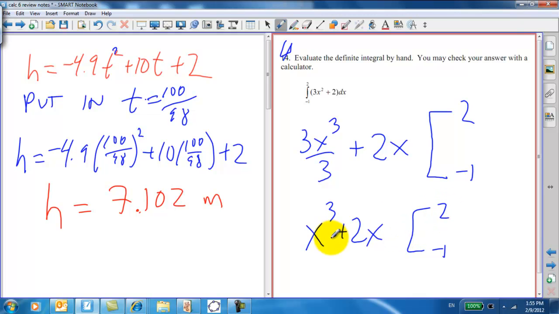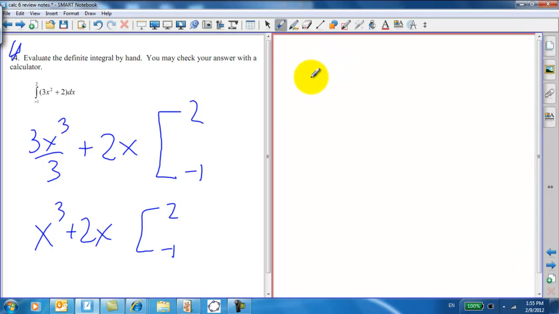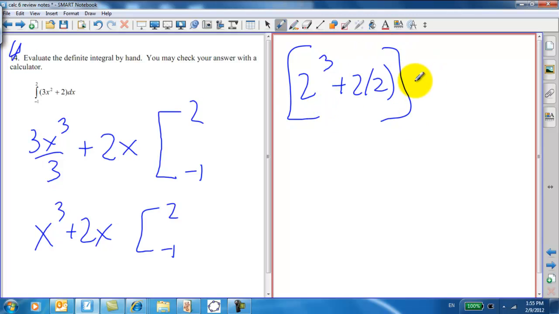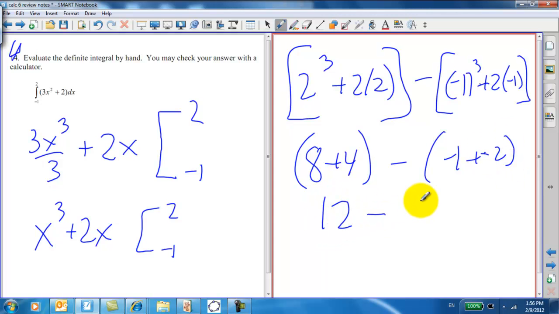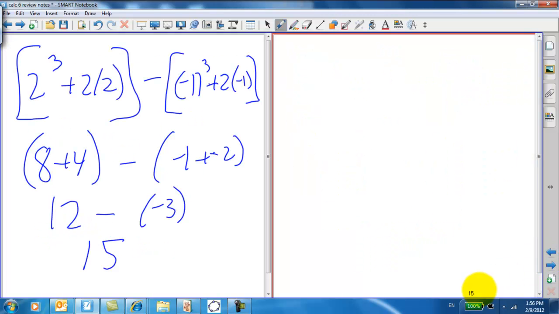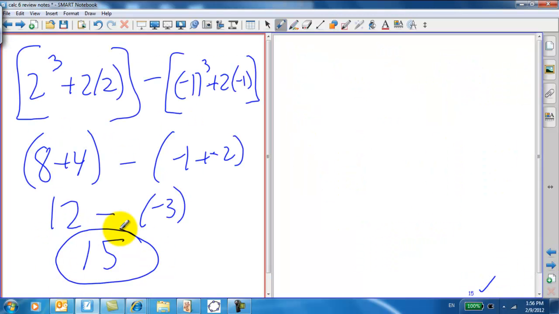So you've got to put 2 into this expression and then negative 1 into this expression. So we get 2 cubed plus 2 times 2, all of that minus negative 1 cubed plus 2 times negative 1. So that's 8 and 4 minus negative 1 and negative 2. So that's 12 minus a negative 3, and we get 15. And that checks out with what's on my calculator.